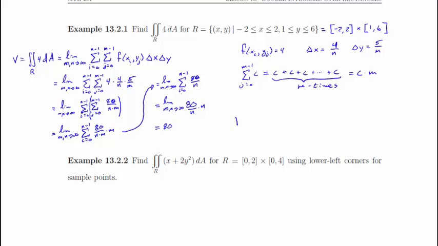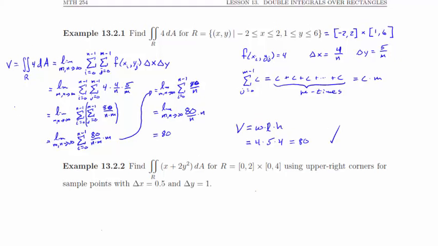We can also confirm this because the volume is the width times the length times the height. The width in the x direction is 4. The length in the y direction is 5. The height in the z direction is a constant 4 here. And so we get 5 times 4 is 20, times 4 is 80. So we're confirming that way. Excellent.